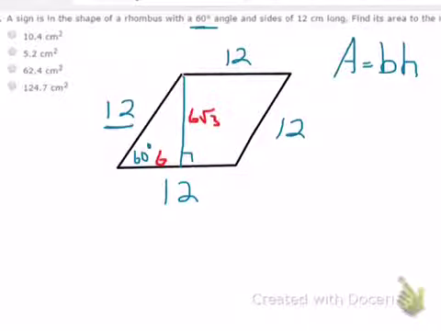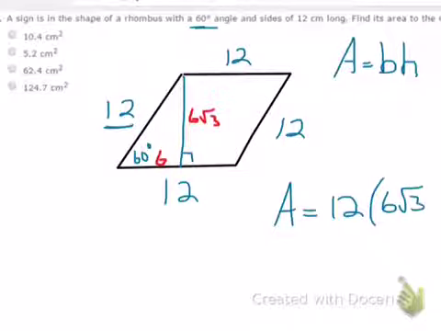Okay, so using the 30, 60, 90 ratios, the hypotenuse is 12. Then the short leg is half of that, which is 6, and the long leg is 6 times the square root of 3. And now we can immediately see, hopefully, that the area of this rhombus is equal to the base times the height, which is 6 square roots of 3.